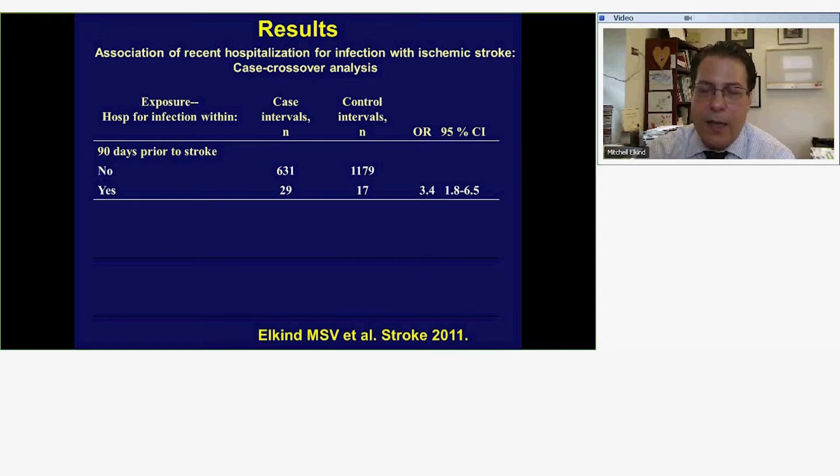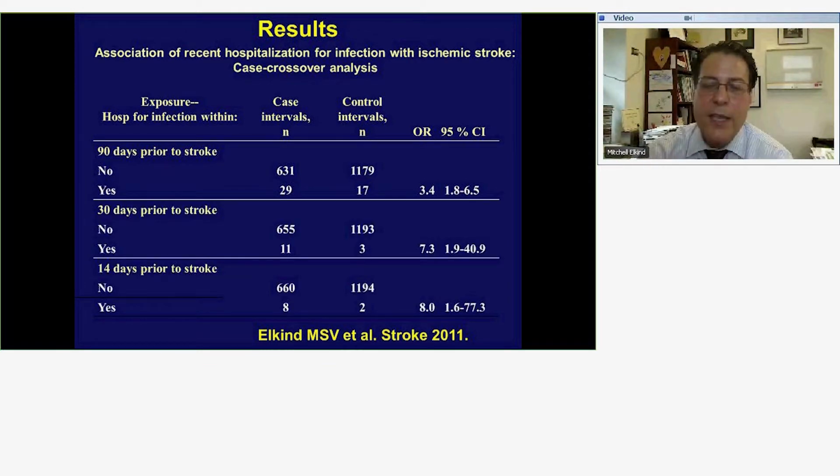When we did a logistic analysis, we found that for those who had a hospitalization during those control intervals, there was a threefold increase in risk of stroke in those 90 days. And the advantage to this kind of analysis is that you can change the time window that you're looking at. So we could look at 30 days and even 14 days prior to the stroke. And the shorter the time window, the higher the risk of stroke after that hospitalization for infection, suggesting that the closer you are in time to the recent hospitalization for infection, the higher your risk of having a stroke.